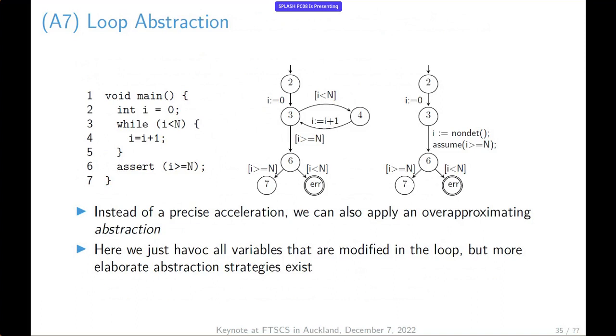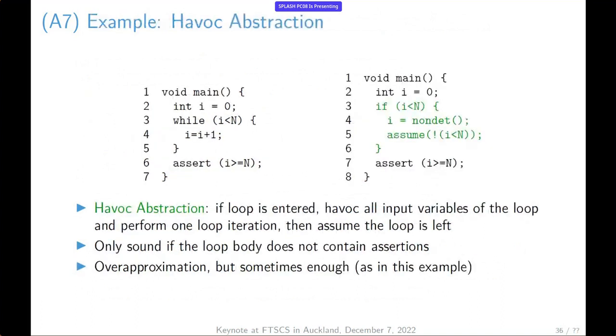So this abstraction is called Havoc abstraction. It's the most simple loop abstraction that you can imagine. It's really also not very powerful, but it helps here to prove this program correct, right? So we can erase this while loop and put in this piece of code there in order to prove correctness for this little program, right?